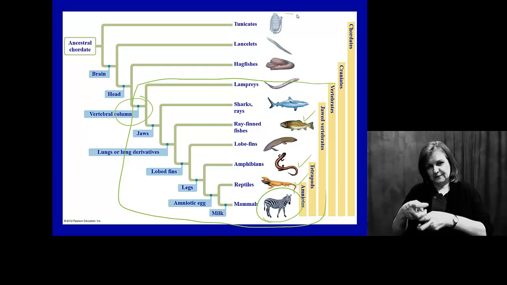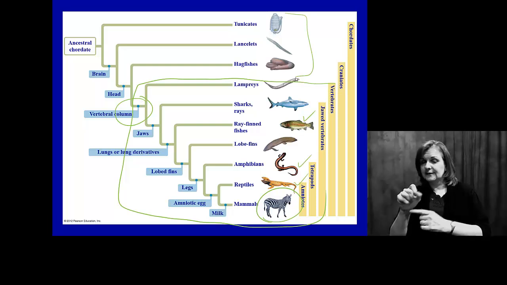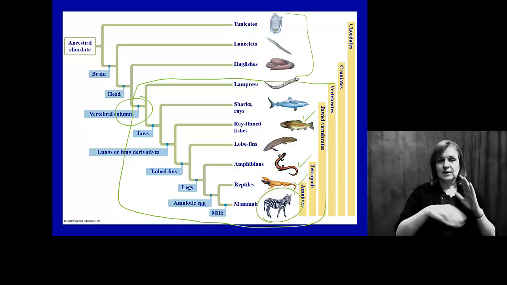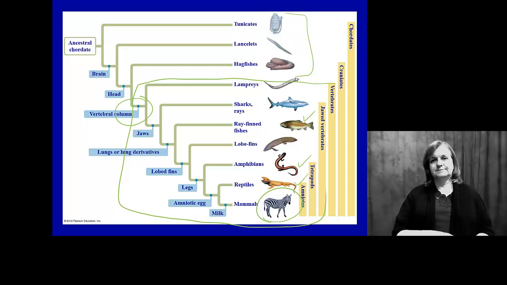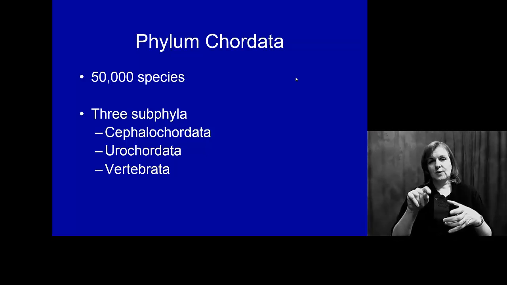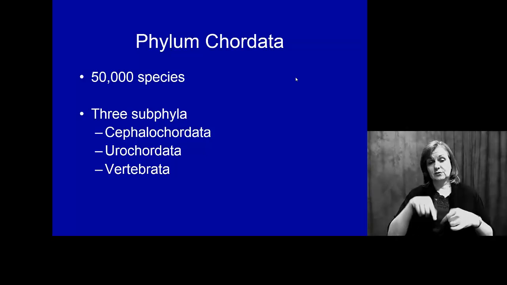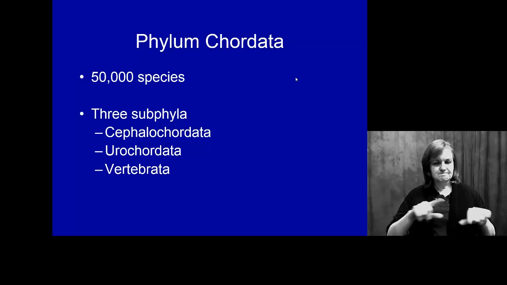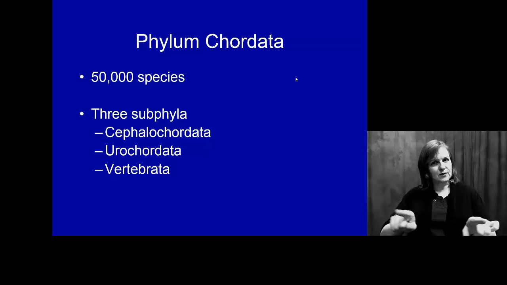These three at the top, still chordates, they still have these four developmental characteristics I'm going to show you, but they don't have a vertebral column. Okay? So there are about 50,000 species in Chordata, and again, we've got to look at subphyla, primarily because in development we look at some very different characteristics as we move into adulthood in some of these organisms.